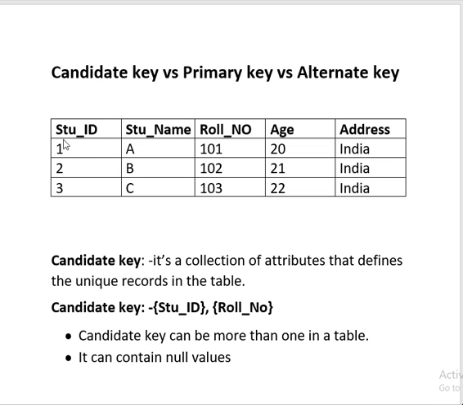In the student table, the student ID attribute alone can define the unique records in the table. Student name can be the same, so it will not define any unique record in the table. Roll number can also define the unique record in the table. So a candidate key is a collection of attributes, and here in this table, student ID and roll number will be candidate keys. There can be more than one candidate key in a table, and it can contain null values also.